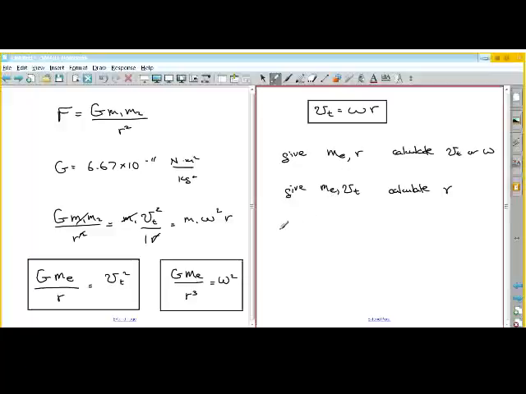Now there actually is one more thing, because if you have a satellite or a moon, I think I spelled that wrong, satellite, you have the period, which is the time for one rotation.